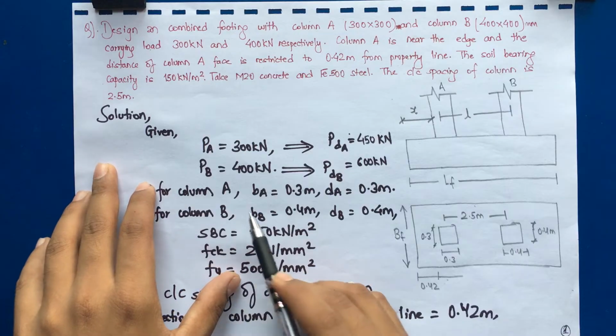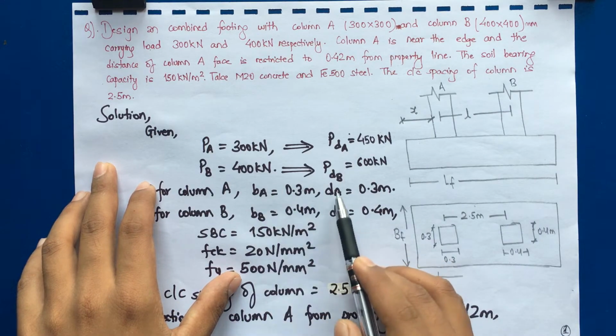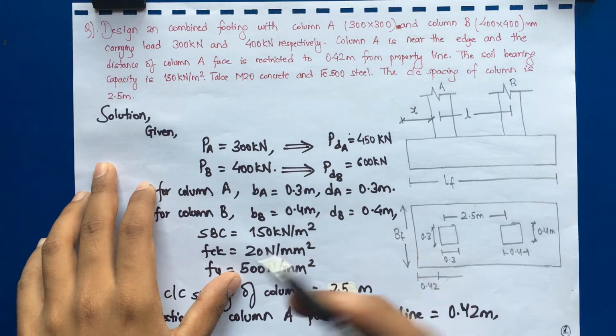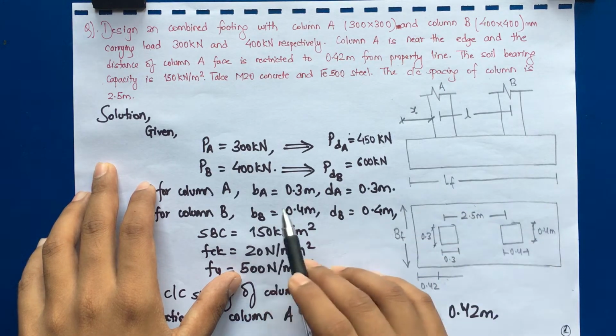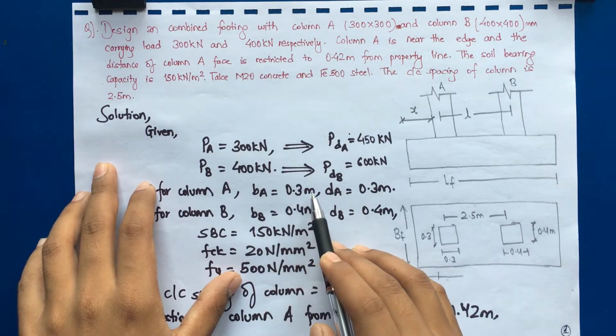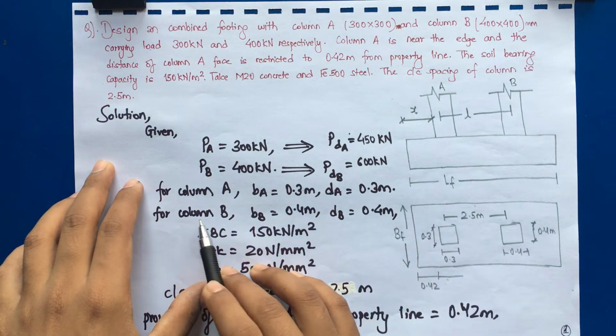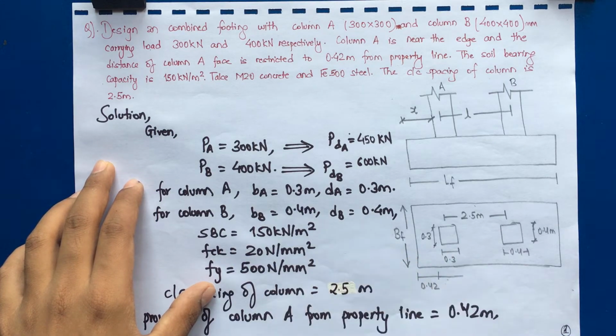For column A, these are the dimensions. We'll consider the longer side as the width and the shorter side of the column as the depth. For now we have equal dimensions, so it is not a thing to worry about. So BA, the width of column A, is 0.3 meter. Similarly, depth is 0.3 meter, and for column B it is 0.4 and 0.4 meter respectively.